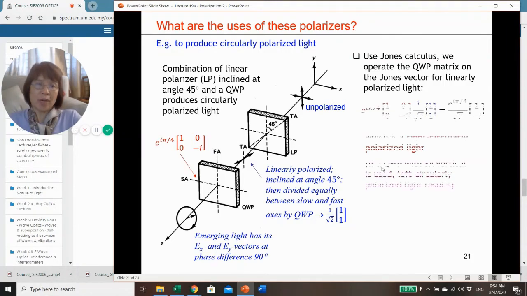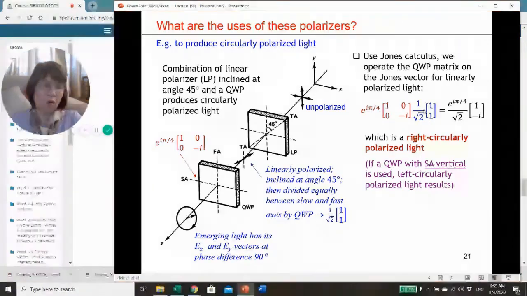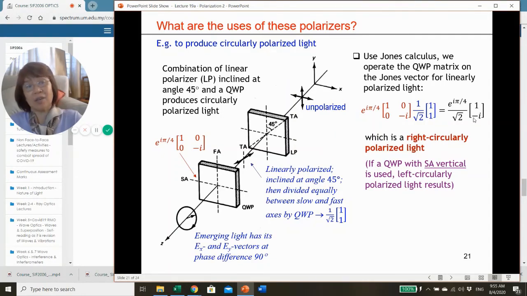So we are going to operate the matrix that represents the quarter wave plate with slow axis horizontal, which is written in this form. And we operate that on a linearly polarized light at 45-degree angle, written in this form, which is the normalized form. And if you multiply out, you have an exponential i pi over 4 divided by root 2. That will be the prefactor. So this times this is 1. So you have 1 here. This times this is 0. This times this, you got negative i. So just looking at what's in the bracket here, that would tell you that it's a right-handed circular polarized light.